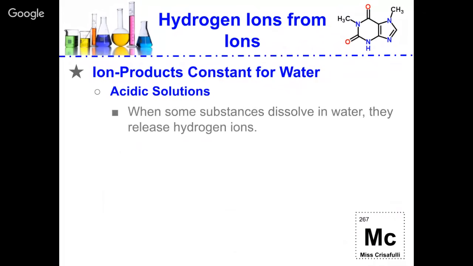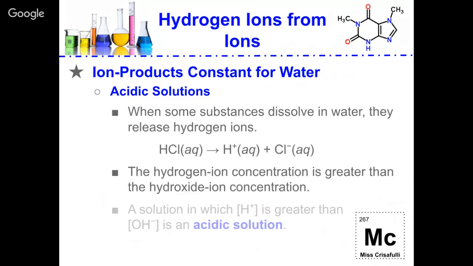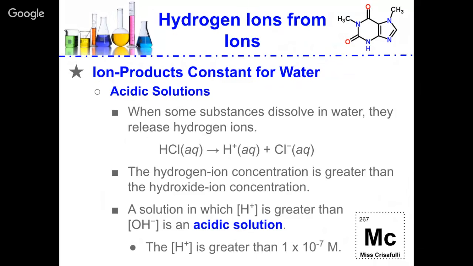For acidic solutions, when some substances dissolve in water, they release hydrogen ions. Hydrochloric acid is one of those things. So the hydrogen ion concentration is going to be greater than the hydroxide ion concentration. A solution in which your hydrogen ion concentration is greater than your OH minus ion concentration is an acidic solution. And that means that your H plus is going to be greater than 1.0 times 10 to the minus 7th.